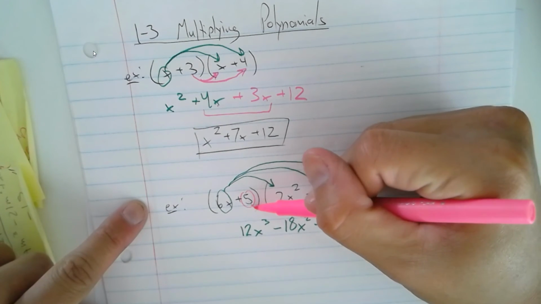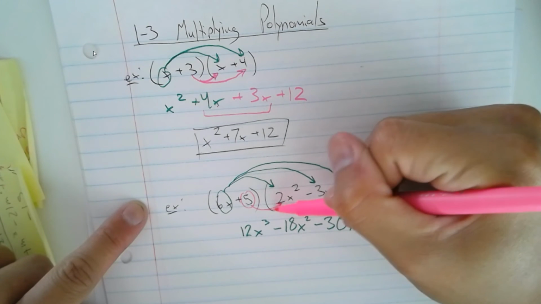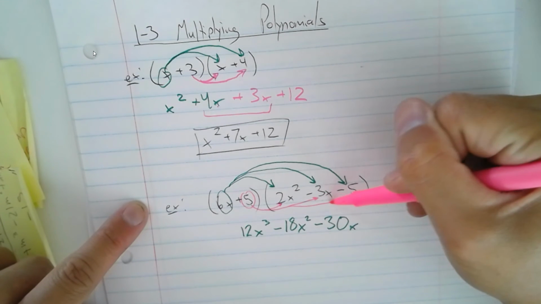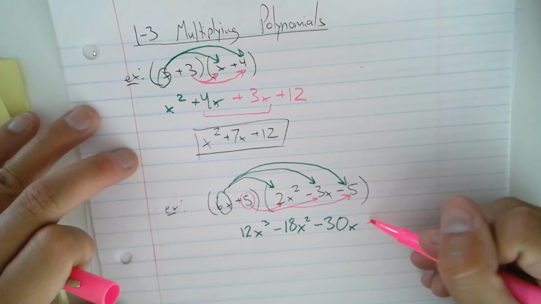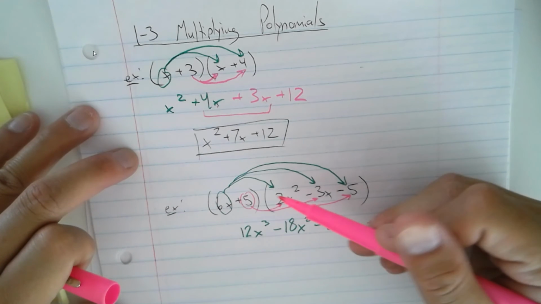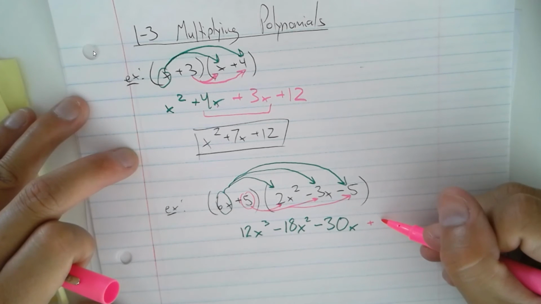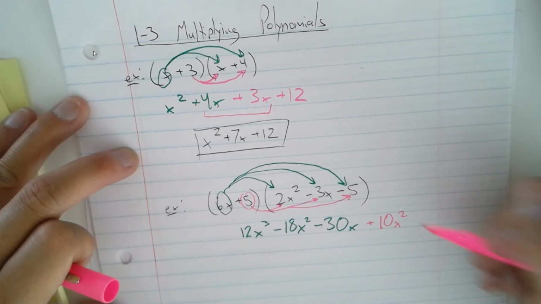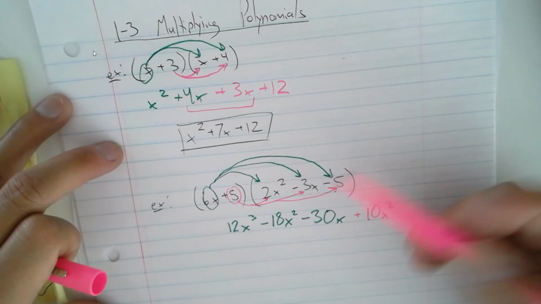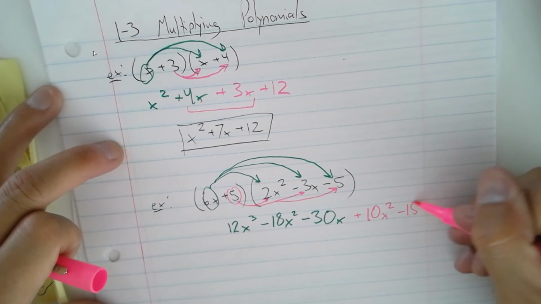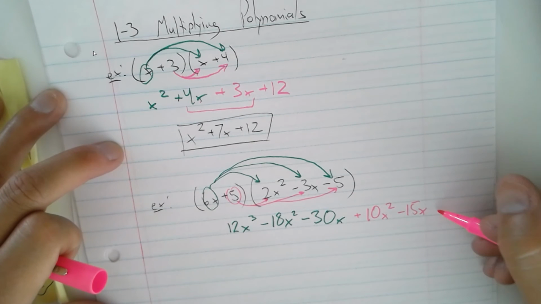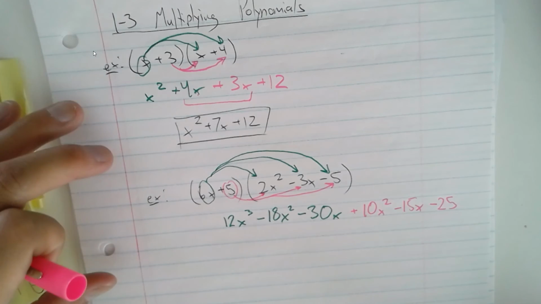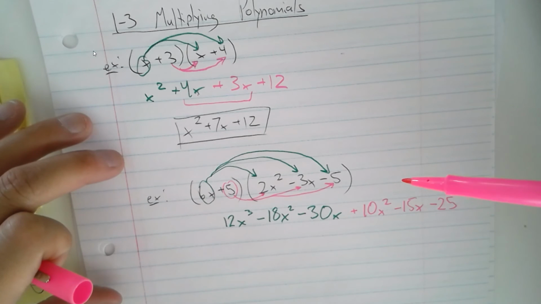So I'm going to take the 5, I'm going to distribute it to all 3 of these numbers over here again. So now I'm going to add positive 5 times 2x squared. That's going to be plus 10x squared. 5 times negative 3x is going to be minus 15x. And then lastly, 5 times negative 5 is minus 25. I will add these numbers together now.